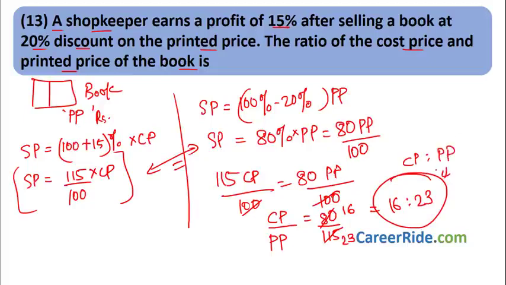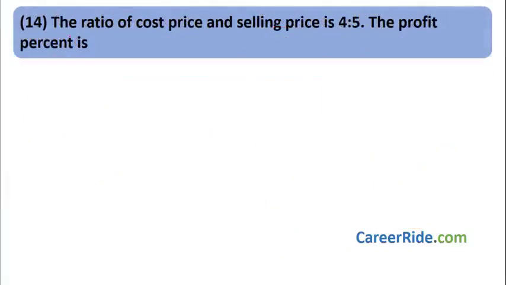See how easily we got the answer. Question number 14. The ratio of cost price and selling price is 4:5. The profit percent is again an extremely easy sum. Let us see how. Ratio of cost price to selling price is 4:5.